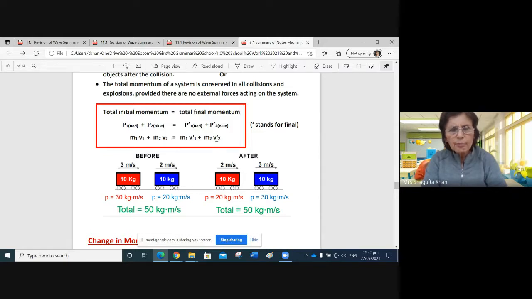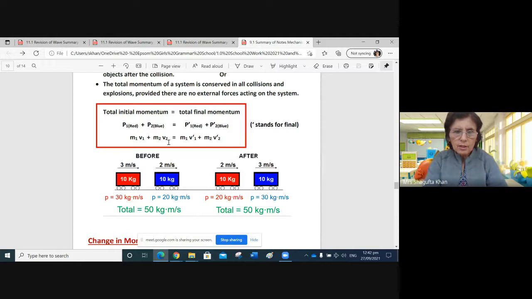Now, sometimes these two objects collide and get joined together, moving as one object. They clip together, or sometimes this might move back in this direction. If it is moving back, then the velocity will be negative, but that's the basic equation that you will be using for all these momentum problems. So what we are saying is that momentum is conserved in all collisions. The condition is there should be no external forces, no friction, nothing.